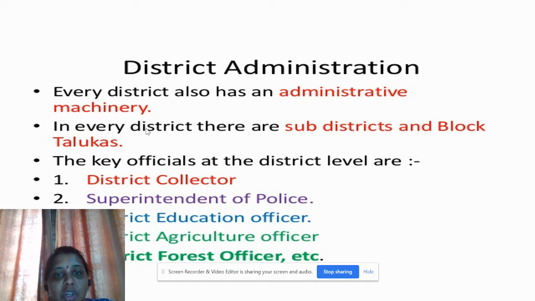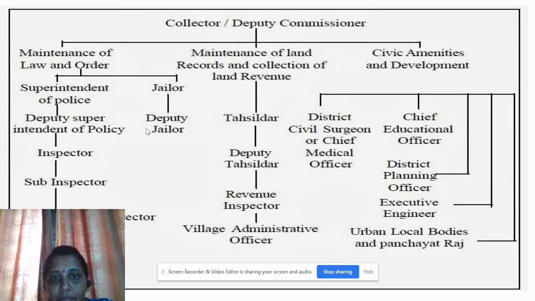And the district agriculture officer, whose duty is to see whether the lands, or the people who are doing agriculture, are getting seeds and pesticides that are of good quality or not. And the district forest officer looks after any small forestry or greenery which is maintained around.